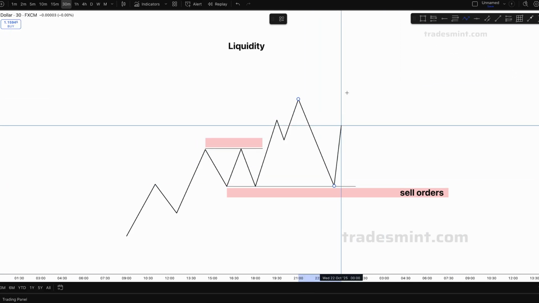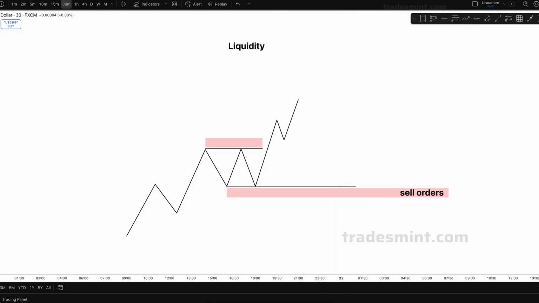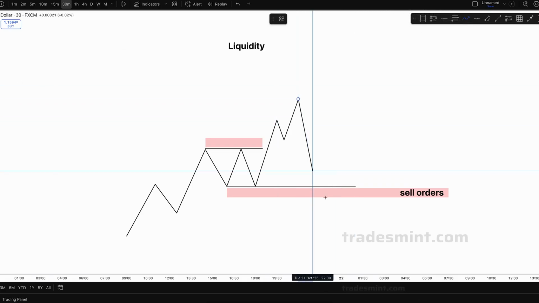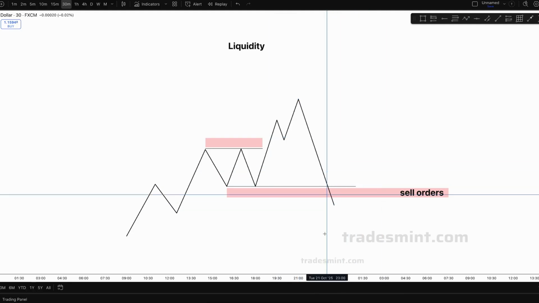So what we actually often get is not the reaction that traders who would trade that support and resistance method would expect. Rather than seeing the market bounce like this, we very often see the market take out these levels. So we may see this instead. Now, why would this take place?